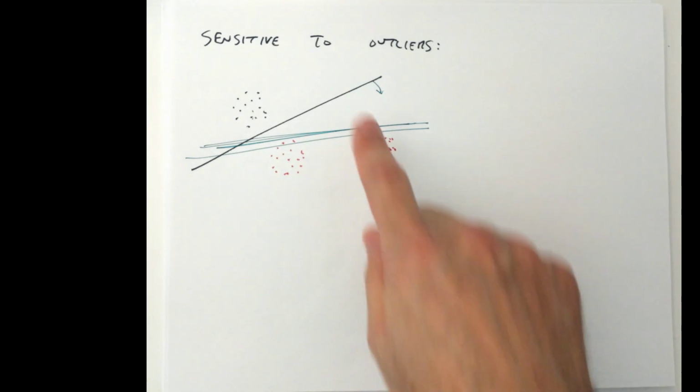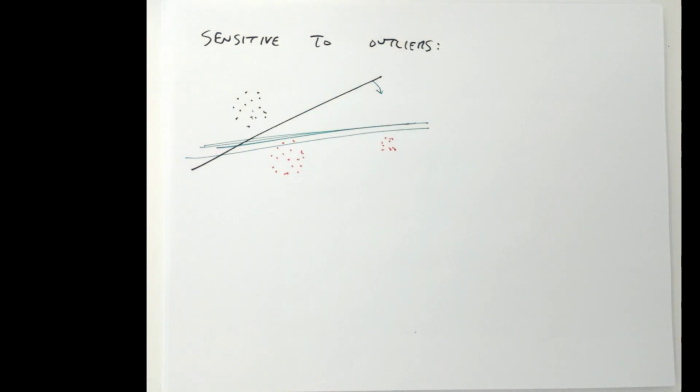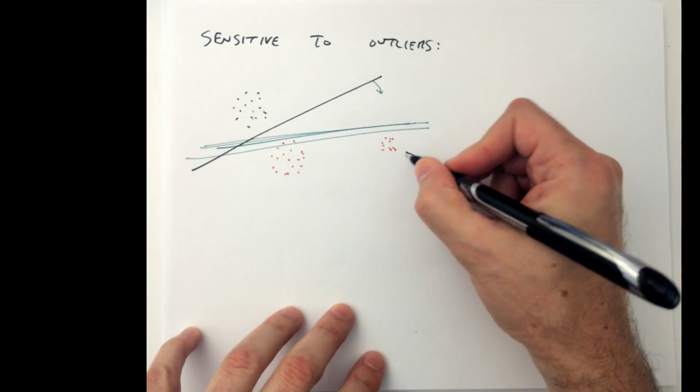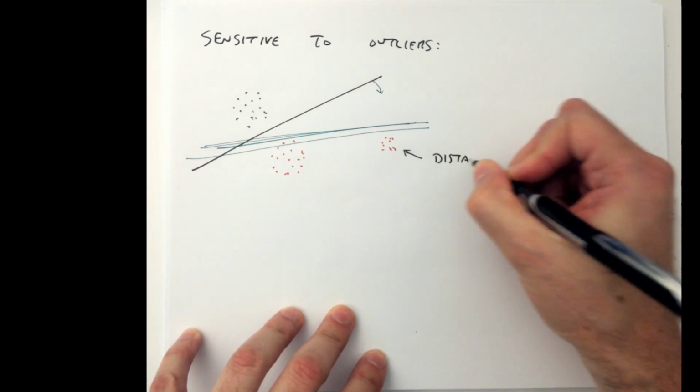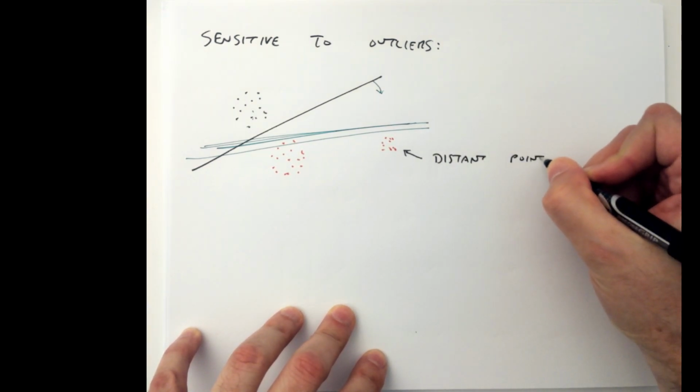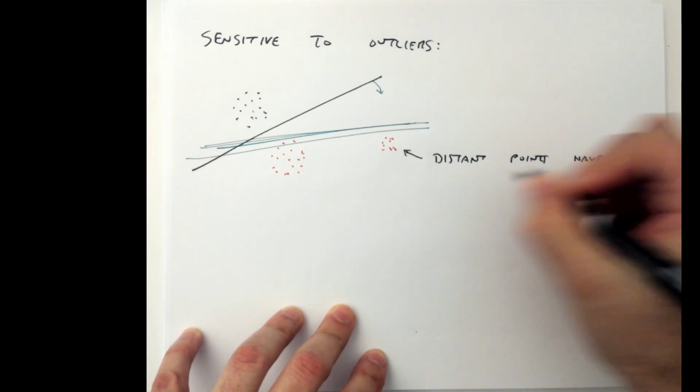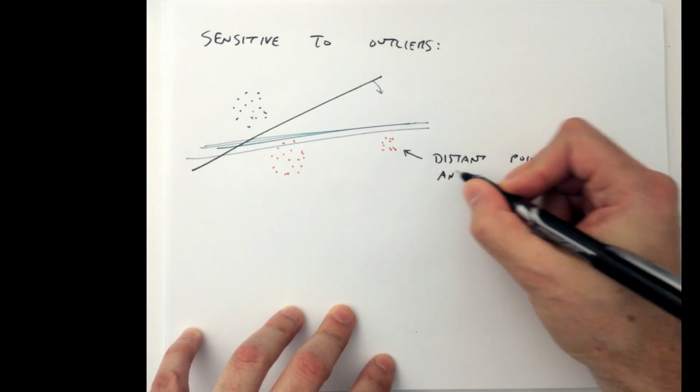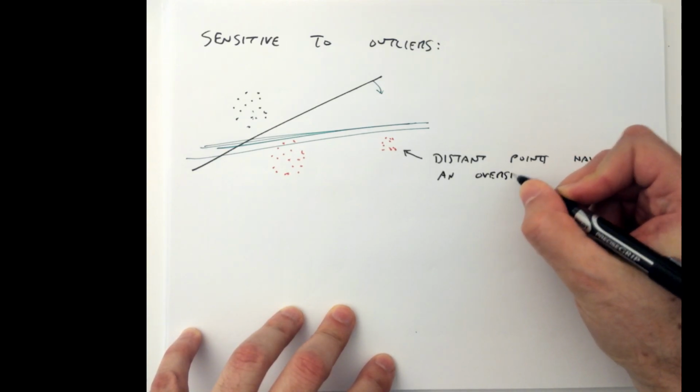I mean, the original black line would have already done a fine job of classifying the two classes. I don't need to move it, but these other points will force that line to move just because of the way that least squares works. So the main idea is that distant points have an oversized effect on where the line is.